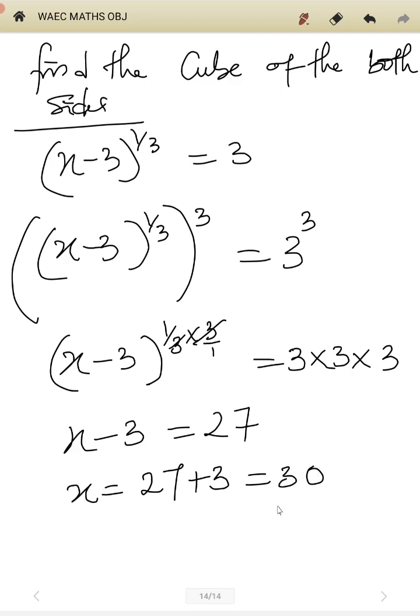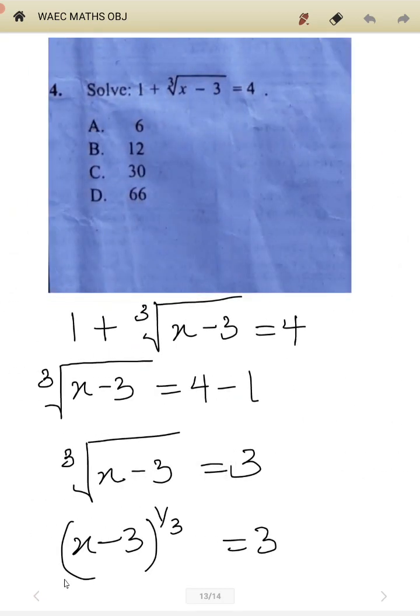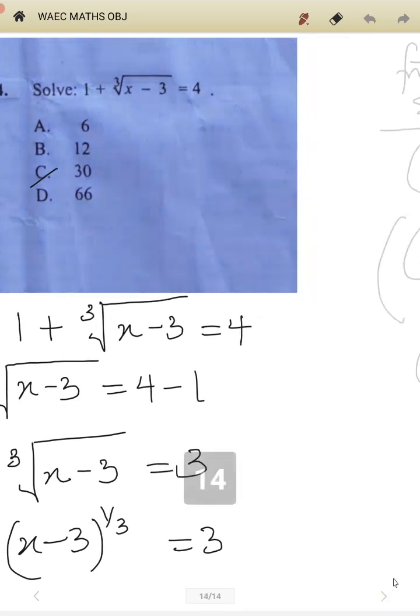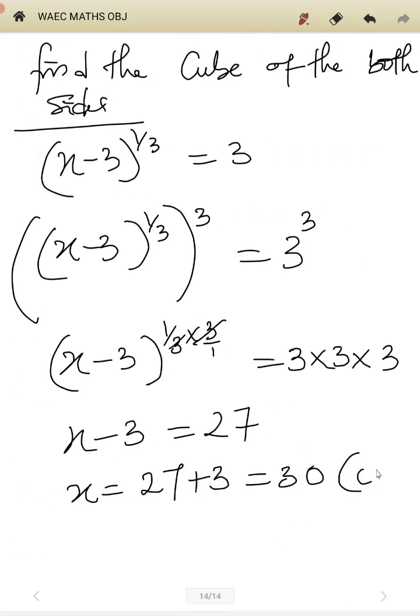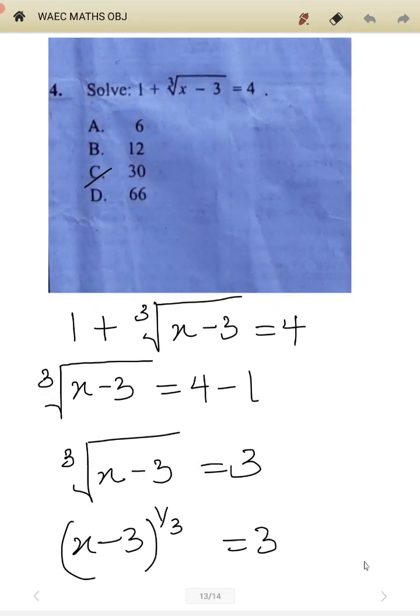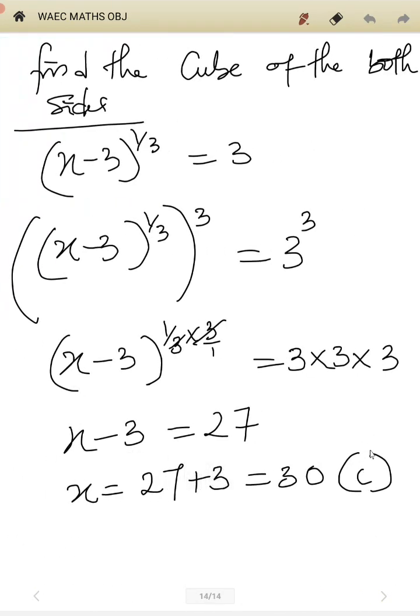So now, where does the 30 fall in the question? The 30 falls in C. So it means that WAEC 2023 mathematics, the number 4 question is C. The answer is C. So the answer for the objective question is C. So for the WAEC exam in the OBJ, the answer is C.